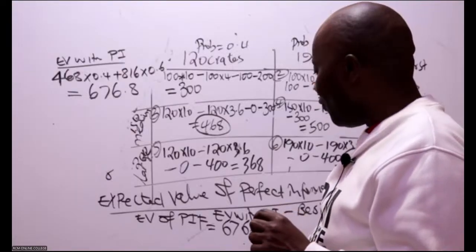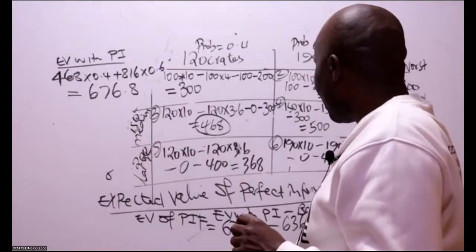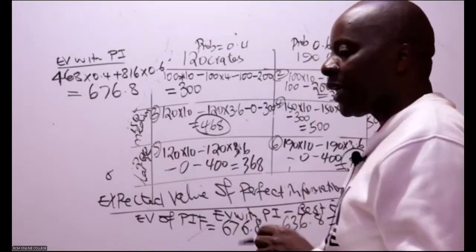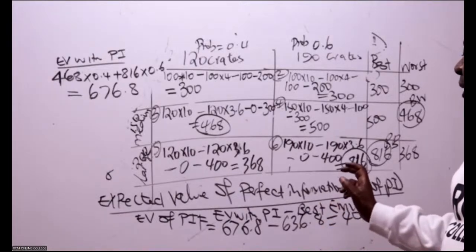The best EMV was 636.8. Thank you so much. That is where students are getting what year? 40. That is where students are getting 40. So this is that particular maximum amount.